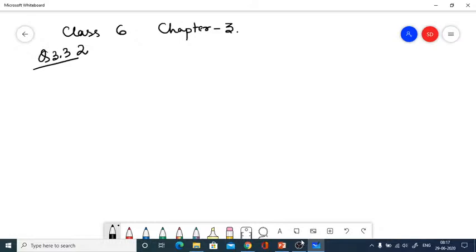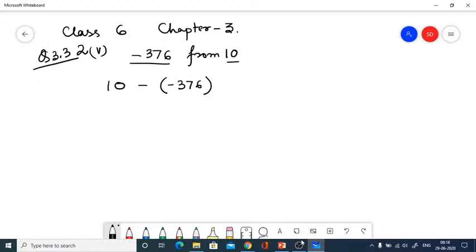Subtraction. Okay. Now number 2 has so many subparts. I will do subpart 5: 10 minus of minus 376. So you have to subtract this from this. Whatever is "from" will be in the front, in the beginning. So it is 10 minus of minus 376.